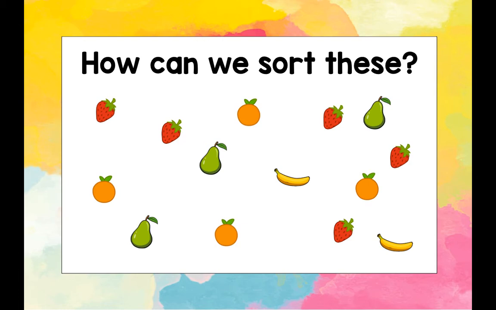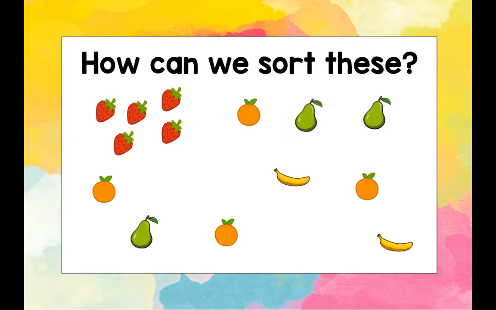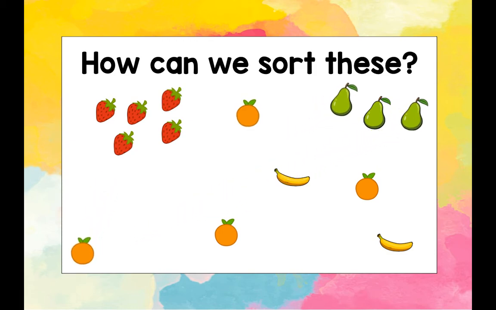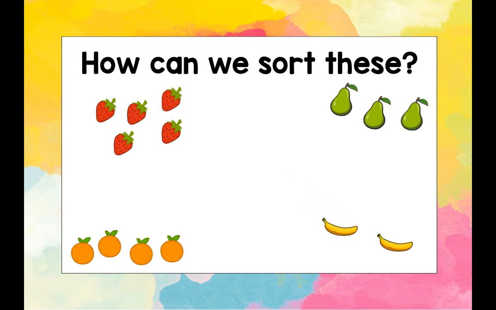So I'm going to sort them by what kind of fruit they are, okay? So let's put all the strawberries together. So there's a strawberry, there's another strawberry, there's another strawberry, there's another strawberry, and let's put all the pears together. And then put all the oranges down here. And then the last fruit we have to sort is the bananas. So we'll put the bananas together. Good, okay? So up here we have all the strawberries together, all the pears together, all the oranges together, and all the bananas together. Okay?